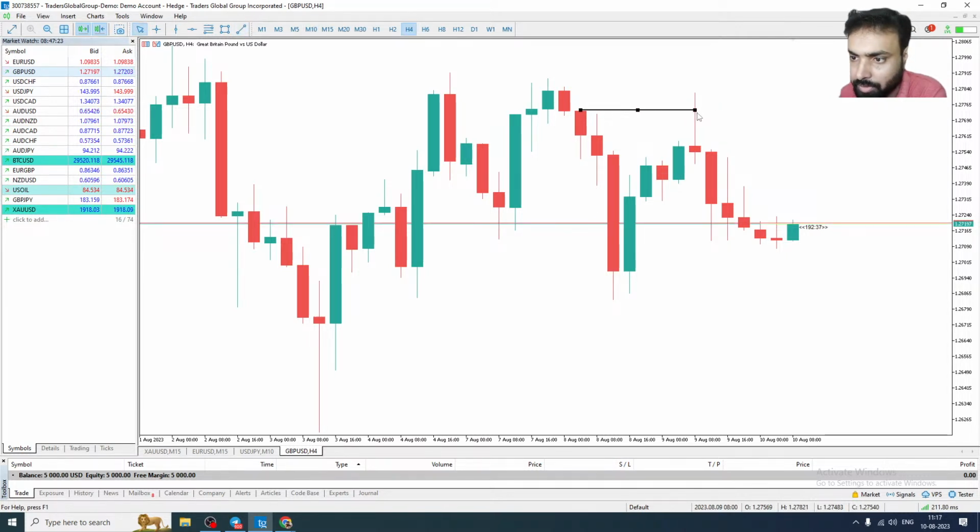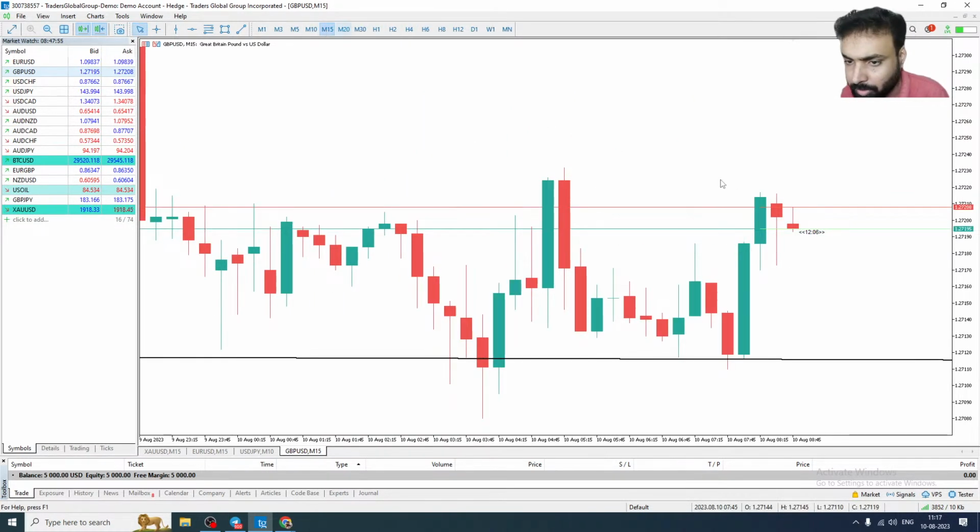Right, wick broken by the wick. We don't have a break after that. That doesn't matter. This is already touched, but you can still take one more entry from here. Now what's happening here is, here also you can see some wick broken by the wick. Okay, so this is your level.